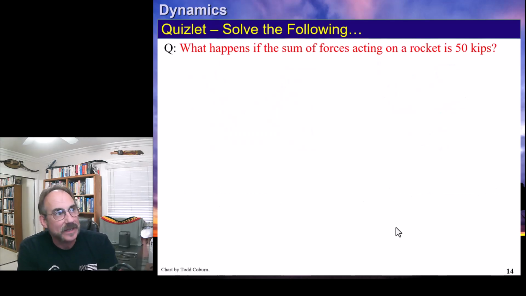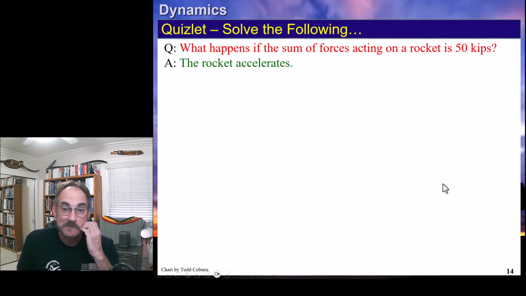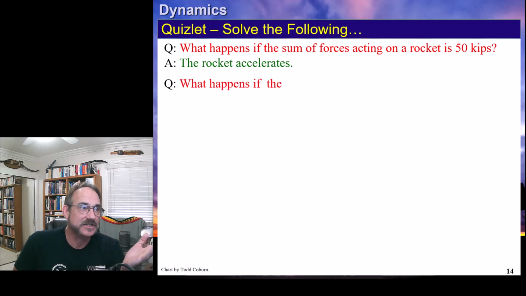Let's practice a little bit. What happens if the sum of forces acting on a rocket is 50,000 pounds? So imagine a rocket. We've summed up all the forces. We get a net value of 50,000. Well, you're going to see an acceleration, right? Due to F equals ma. Force equals mass times acceleration. If you have a net force, you're going to get an acceleration.